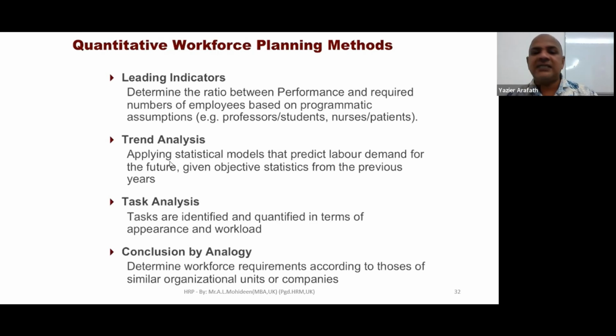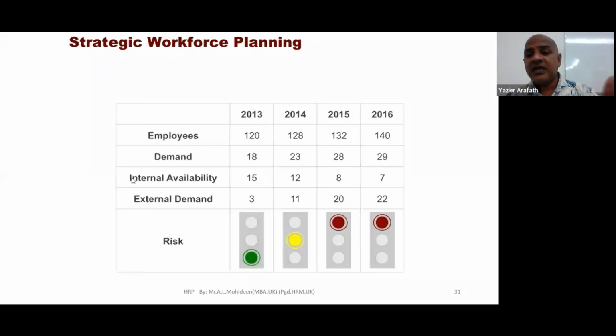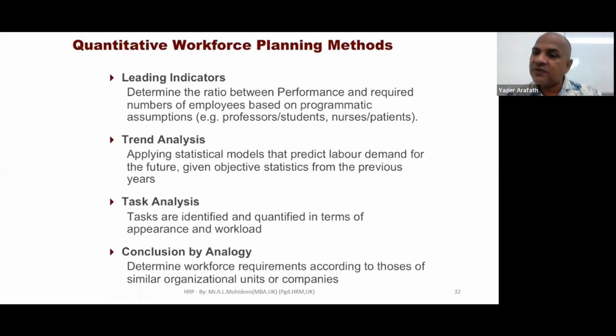Another one, trend analysis: applying statistical models that predict labor demand for the future, given objective statistics from the previous year. For the last year, we just check it, no? What was our situation? Now, what is the situation? For the next year, what will the situation be? So we can see the trend. Based on the trend, we can hire. That is what we call trend analysis. Do you understand this?